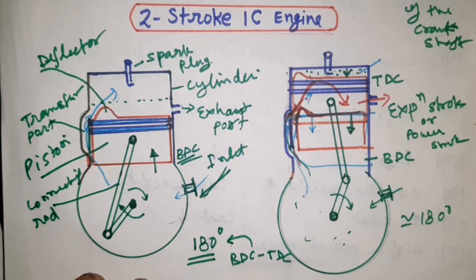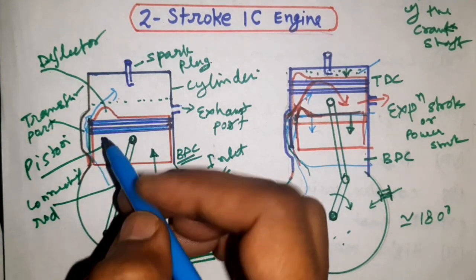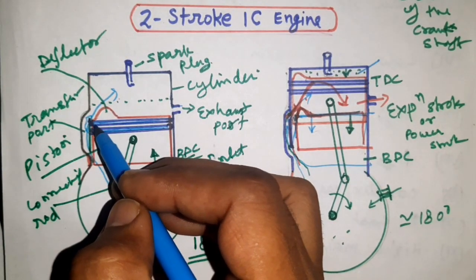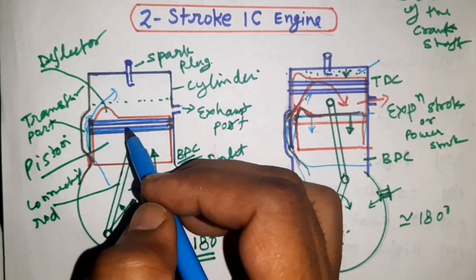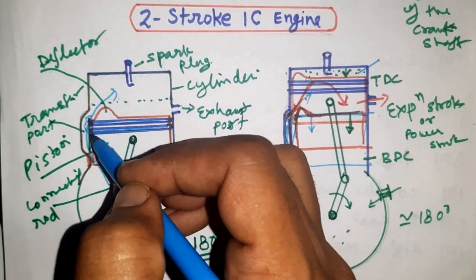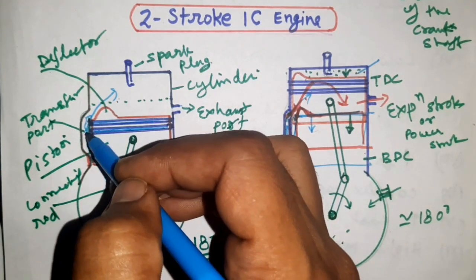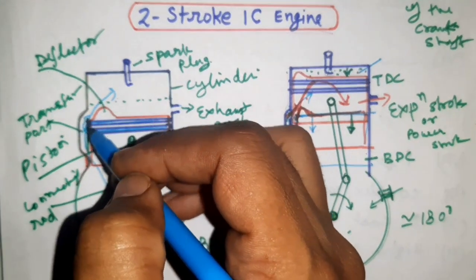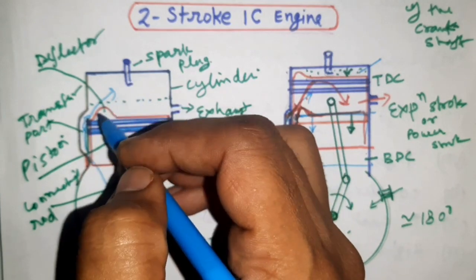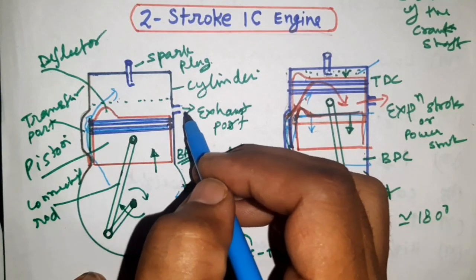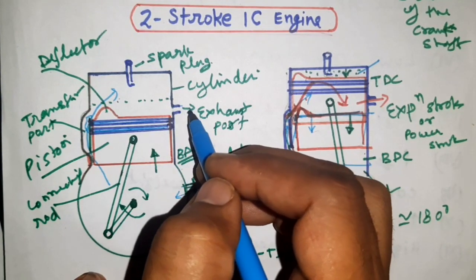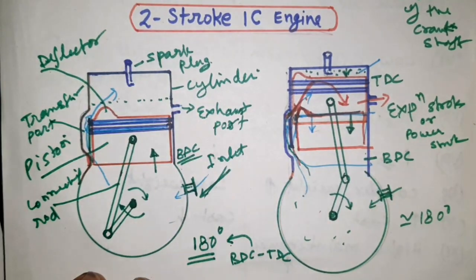And this is the piston ring and this is a lubricating ring. So these are the parts of this engine, and one more part you can see is the deflector. The function of the deflector is to direct the fresh charge in the upward direction, so it will take some time to reach the exhaust. I will tell you more about it later.